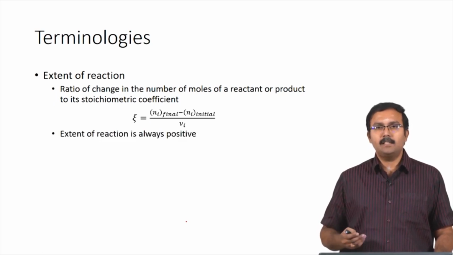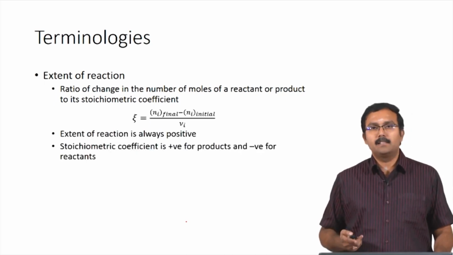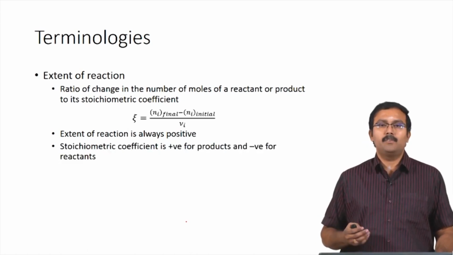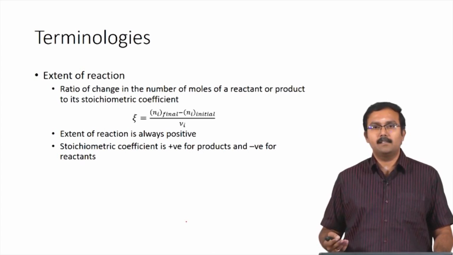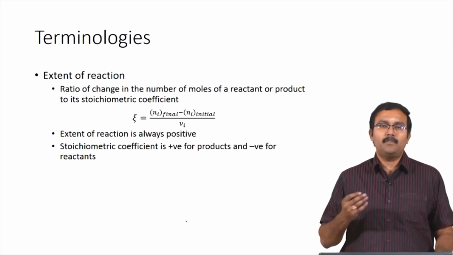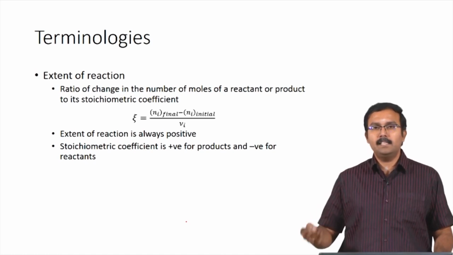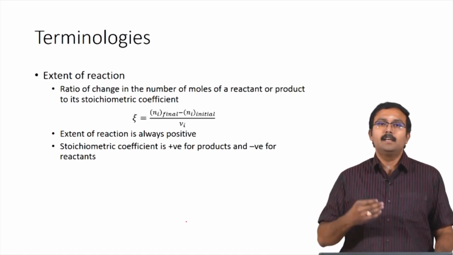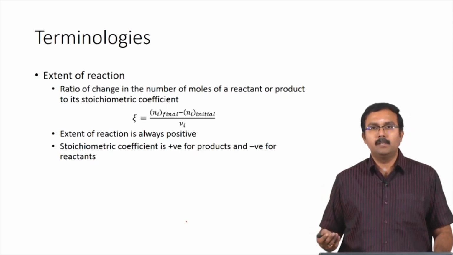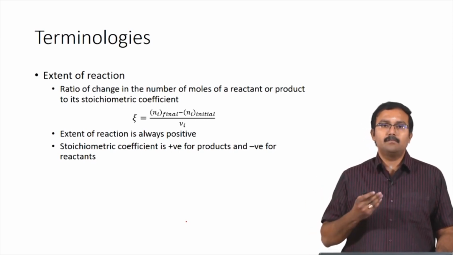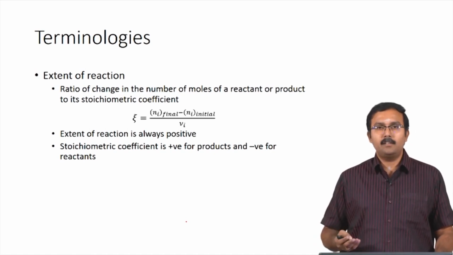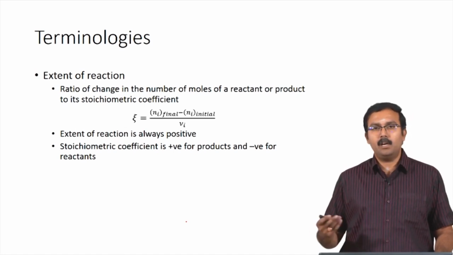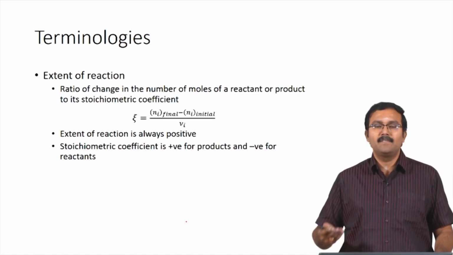So, extent of reaction is always positive. Why would that be the case? That is because stoichiometric coefficient is positive for products and it should be used as negative for reactants. So, in case of reactants, the final number of moles will be lesser than the initial number of moles. However, your stoichiometric coefficient will be negative, thereby your extent of reaction ends up being positive. For products, your final number of moles would be higher than the initial number of moles. So, your numerator is positive and your denominator, which is the stoichiometric coefficient, will also be positive, giving a positive extent of reaction.